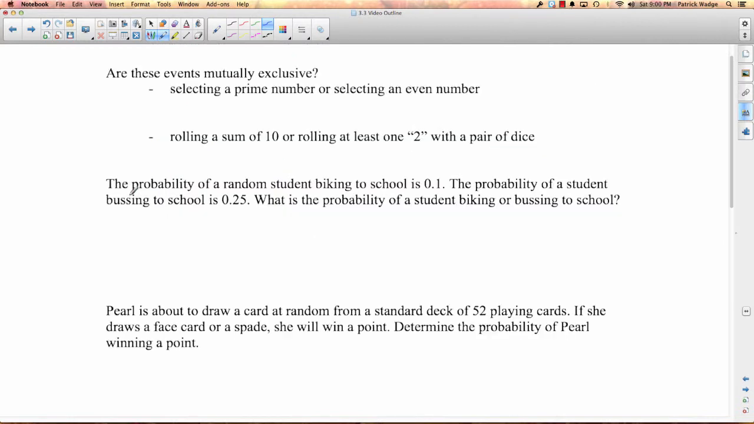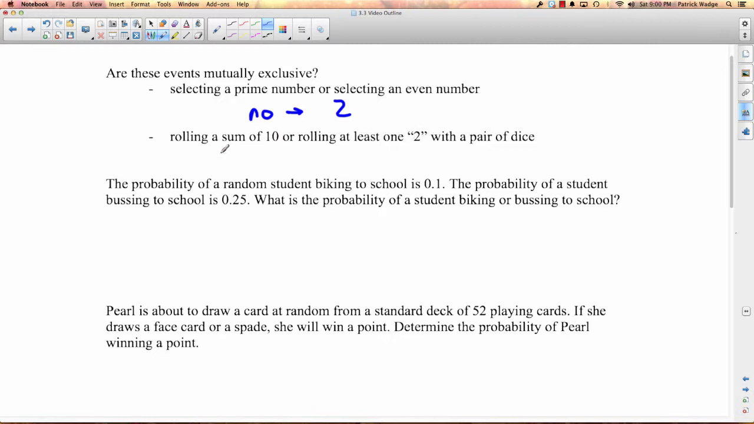Okay, let's try some questions. Are these events mutually exclusive? Selecting a prime number or selecting an even number? I think I already talked about this. No, these are not mutually exclusive. Which number is a prime number and also an even number? 2.